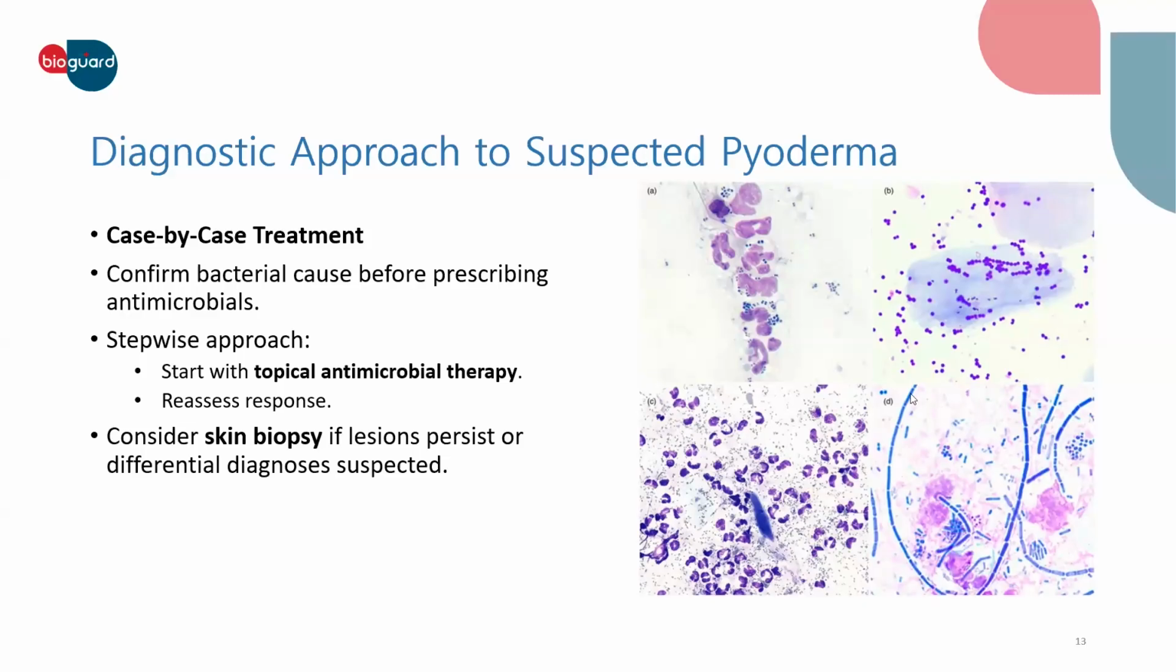And the bottom left, you can see a large number of rods among the degenerate neutrophils. This is the impression smear of pus from a moist lesion on the neck. And the bottom right is the mixed microbiome morphology containing both rods and cocci.